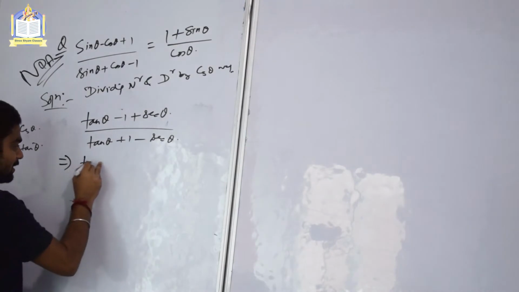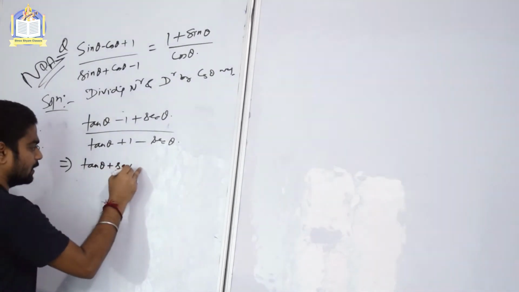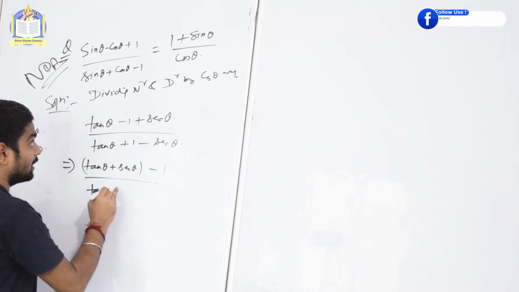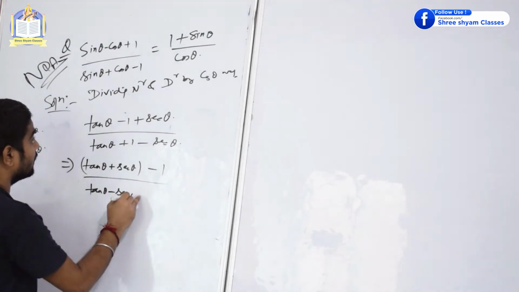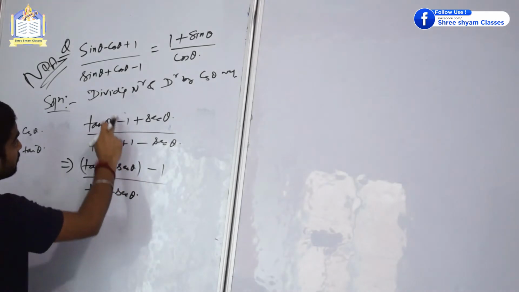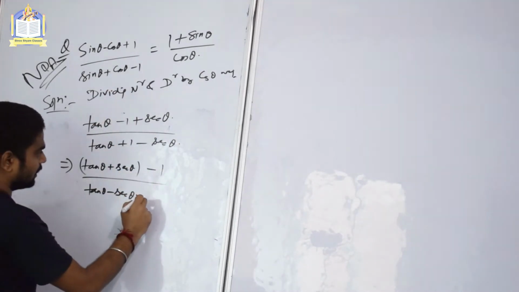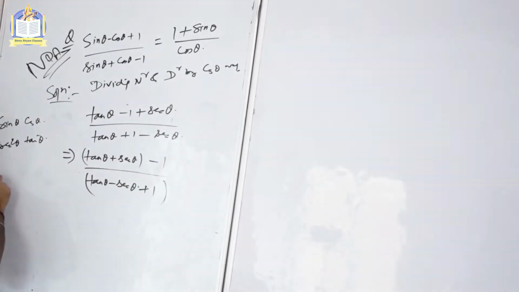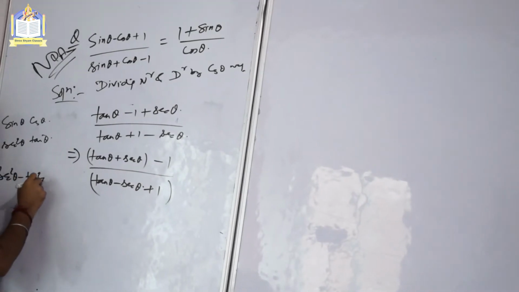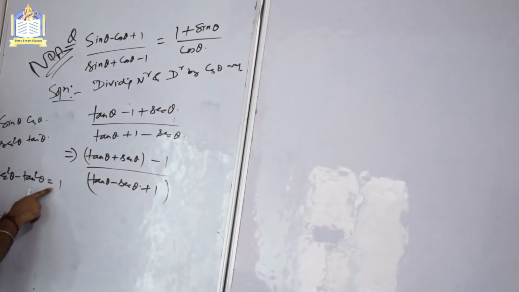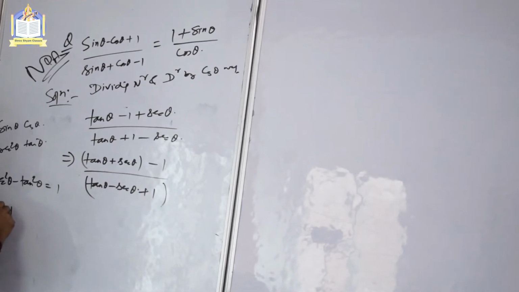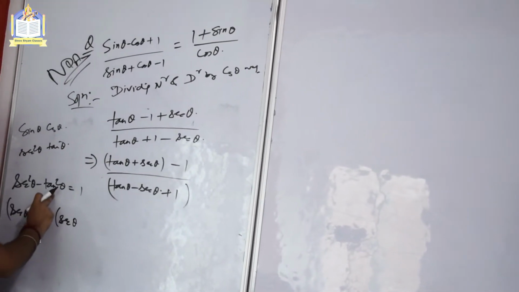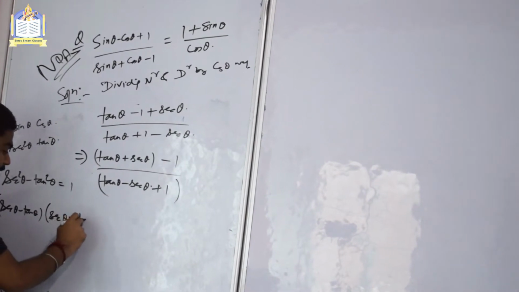this can be written as tan theta plus sec theta minus 1, and this can be written as tan theta minus sec theta plus 1. We know the relation sec square theta minus tan square theta is equal to 1. So this is a square minus b square equal to 1, so this can be written as a minus b and a plus b. So sec square theta minus tan square theta can be written as sec theta minus tan theta into sec theta plus tan theta.